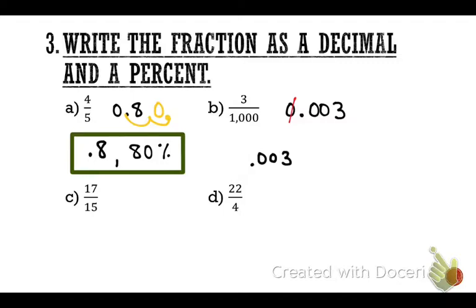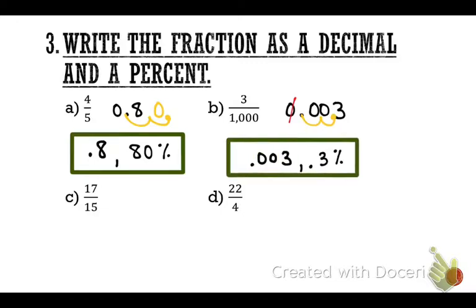Move the decimal 2 times to the right. Move the decimal 2 times to the right, and what are you left with? 0.3%. 0.3% is correct. Class, is it okay to have a decimal point and a percent at the same time? Yes, it is. Any questions about that? All right, let's go on to the next one.